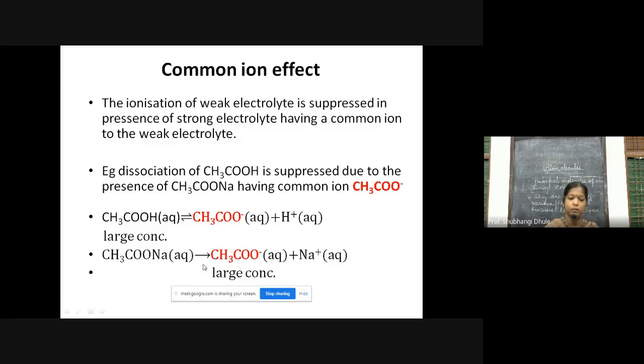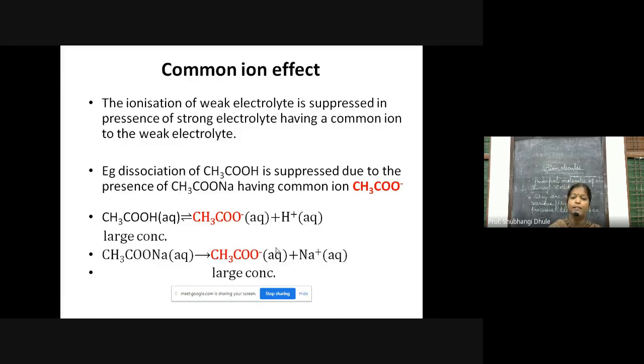So if you add a strong electrolyte like sodium acetate to this weak electrolyte, the concentration of acetate ion is increased. Then it will combine with the H plus ion and give back undissociated acetic acid. If more and more undissociated acetic acid is formed, then we can say that its degree of dissociation is decreased, its dissociation is suppressed. So this is called the common ion effect.